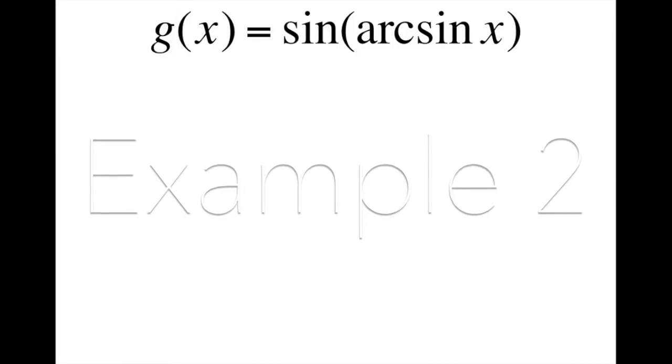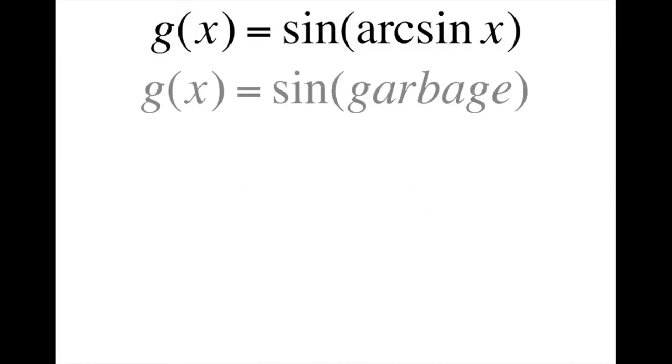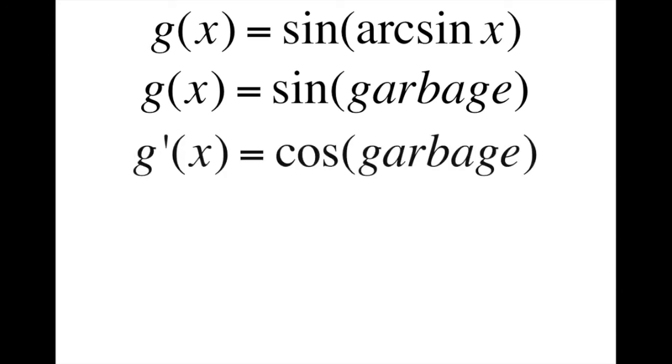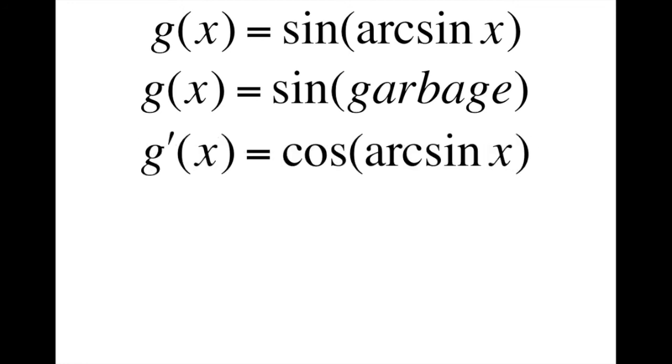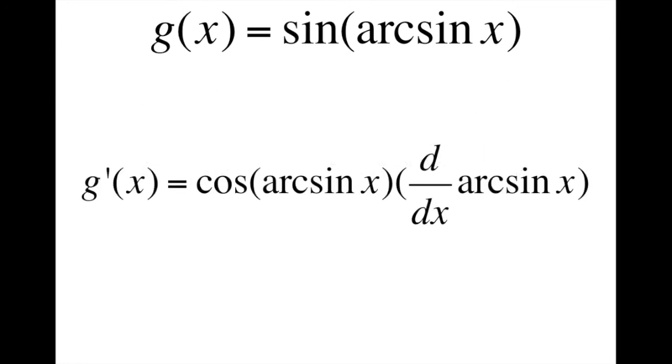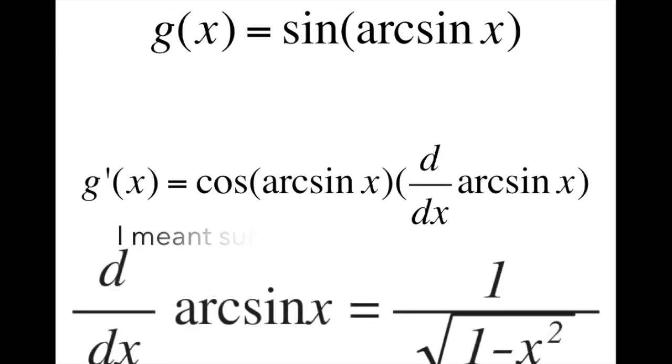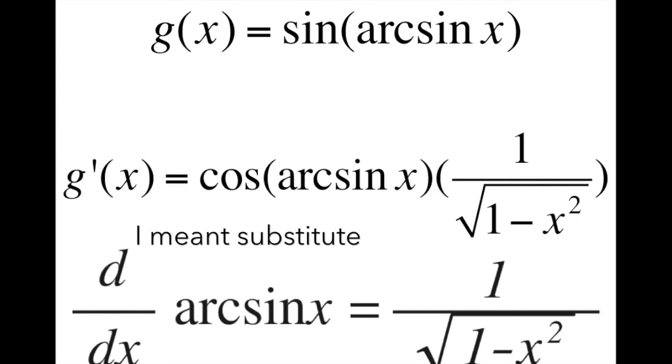So here we set arcsine of x as garbage, and take the derivative of sine of garbage. That would be cosine of garbage. Then we shall take the derivative of garbage, or arcsine of x, and multiply it to the previous derivative. The derivative of arcsine of x is shown here, so we can just add that to this equation, and there you go. That's the derivative of sine of arcsine of x.